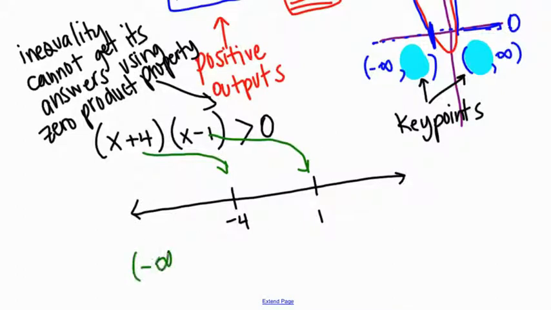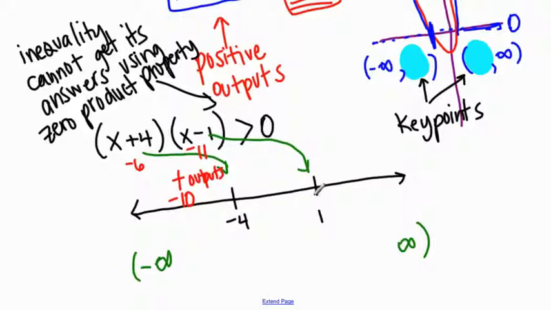We know we have from negative infinity to positive infinity, and we possibly have a break somewhere in between or maybe on the ends. So I'm going to pick a number between negative infinity and negative 4. I'm going to choose negative 10. If I put a negative 10 into the inequality, I would get negative 6 times negative 11 is positive 66. So these would give me positive outputs.